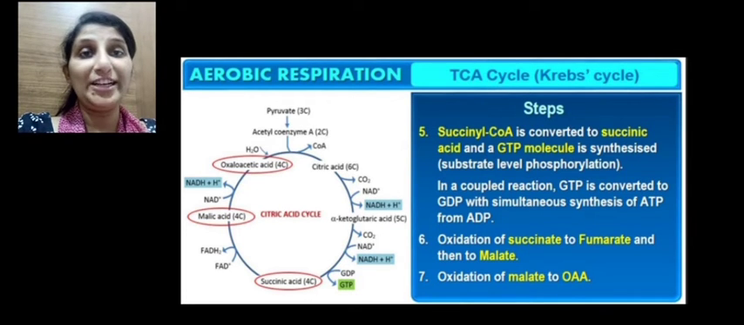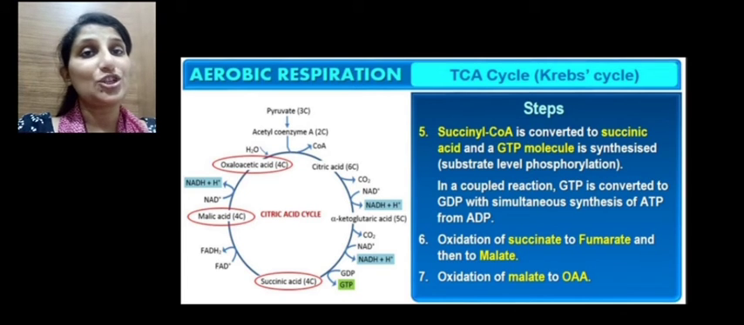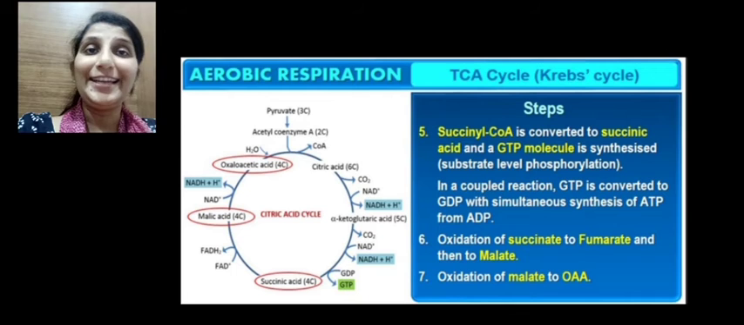And this succinyl coenzyme A is converted to succinic acid with substrate level phosphorylation and with the synthesis of GTP, and this GTP again gets converted to GDP with the transfer of the phosphate group to ADP, forming ATP. And this succinic acid gets oxidized to fumarate and then to malic acid with the reduction of FAD to FADH2. And this malic acid again gets oxidized to oxaloacetic acid with the reduction of NAD to NADH plus H plus.